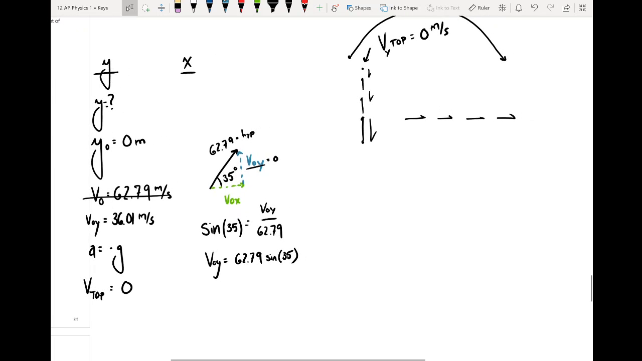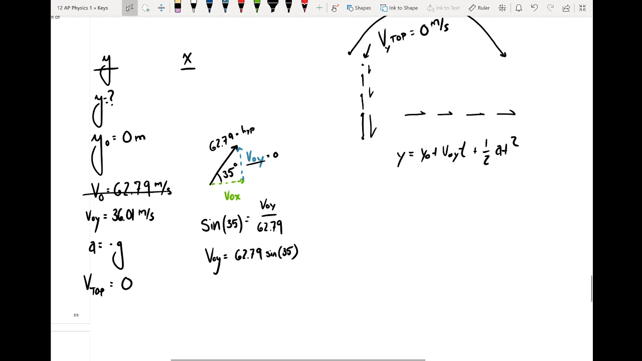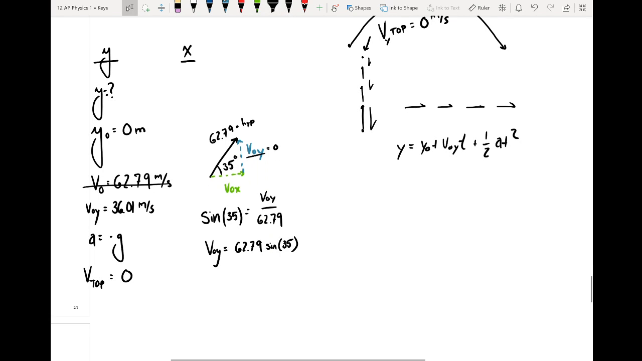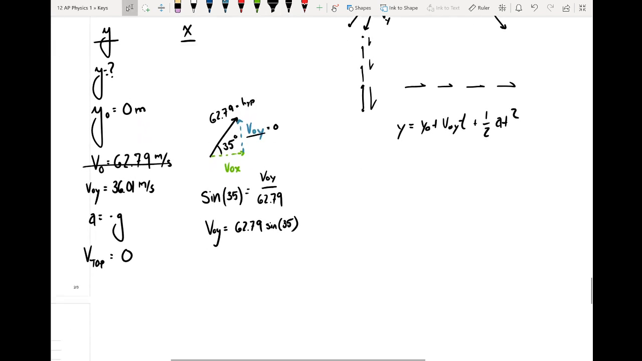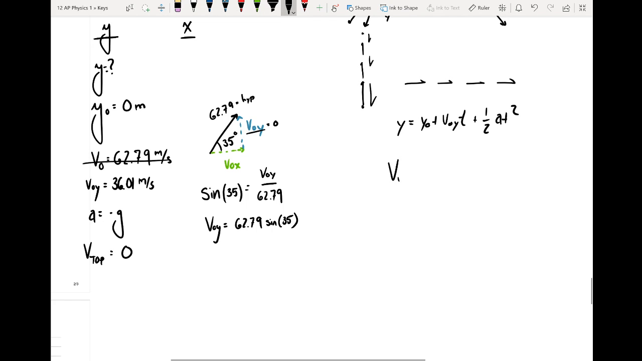So what we know now is we have y equals y naught plus v naught y t plus 1/2 a t squared. If we're looking at this equation, we could use this one, but let's use the other one and then we'll go back. With this equation, we know the final velocity, the initial velocity, and the acceleration. We can figure out how much time it takes to reach the top. So we can say v y equals v naught y plus a t.